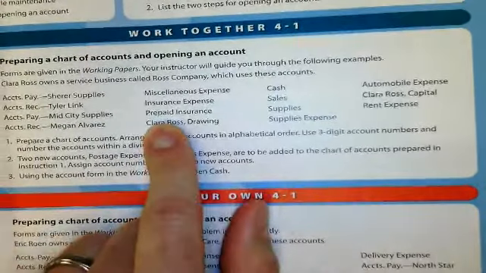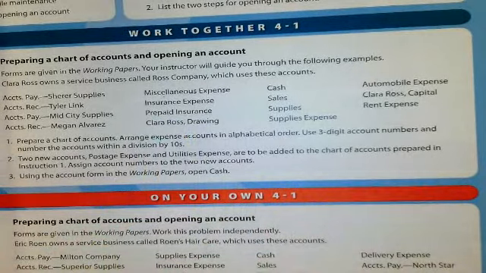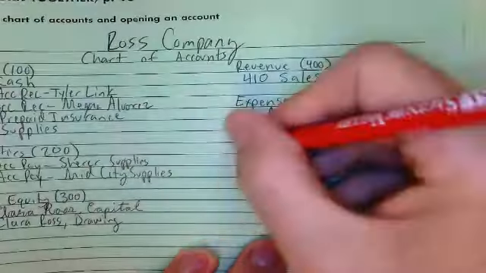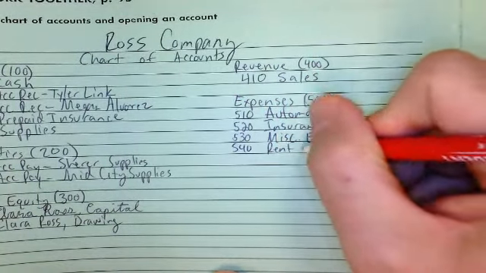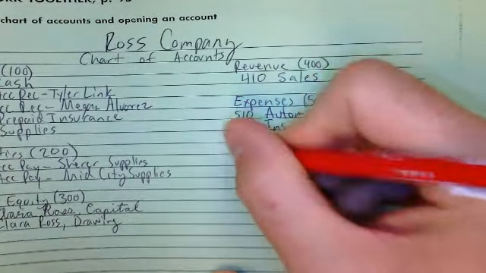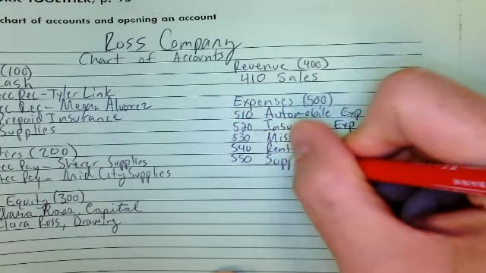Next one is, let's see, what do we got? Rent and supplies. What's coming next? Rent. Rent expense, $550. Supplies expense.